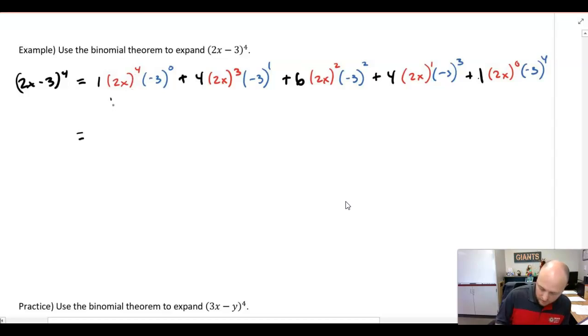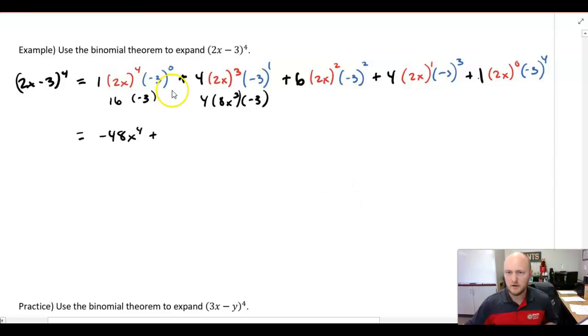So we should get 2 to the fourth is 16 times negative 3. So this is going to give us what? Negative 48x to the fourth. Plus 4 times 2x cubed. This is going to give us 8x cubed times negative 3, which gives us, is that 96? Plus 96x cubed.